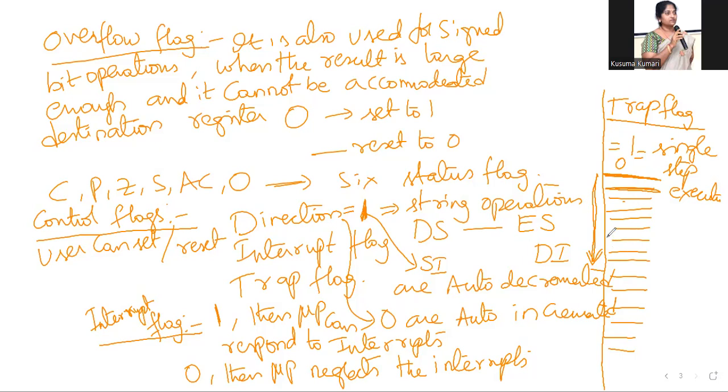Today I explained a total of 9 flags: carry flag, auxiliary carry flag, parity flag, zero flag, sign flag, overflow flag, direction flag, interrupt enable flag, and trap flag. So these are the 9 flags.